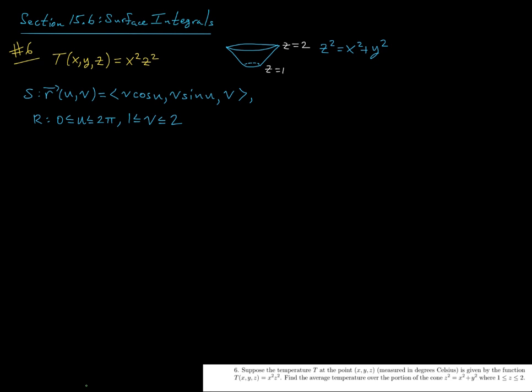All right, for question 6, it says, suppose the temperature T at the point (x, y, z), and here T is measured in degrees Celsius, is given by the function T(x, y, z) equals x squared times z squared. Find the average temperature over the portion of the cone z squared equals x squared plus y squared, where z varies from 1 to 2.